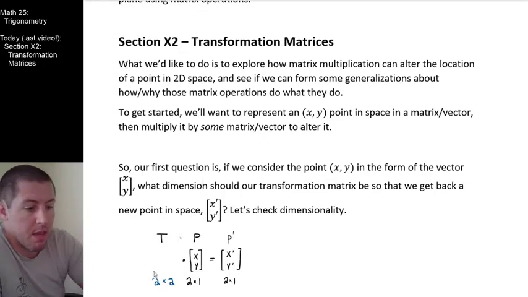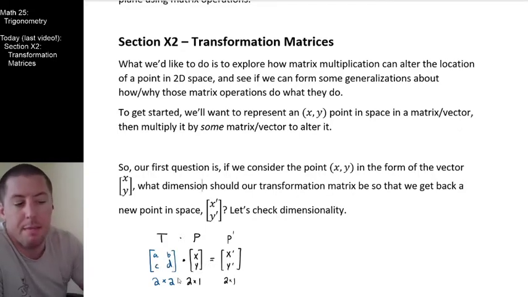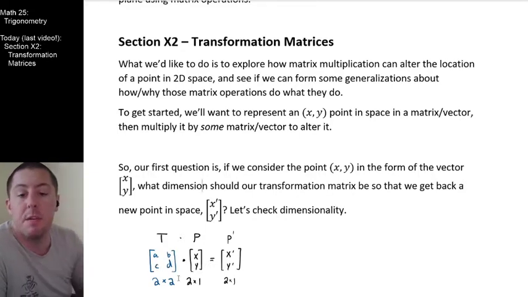So it seems to me like we're going to be wanting to multiply by a 2 by 2 transformation matrix. So I'll be calling that ABCD right there. It seems like it needs to be 2 by 2 for our transformation process to work out dimension-wise, right?